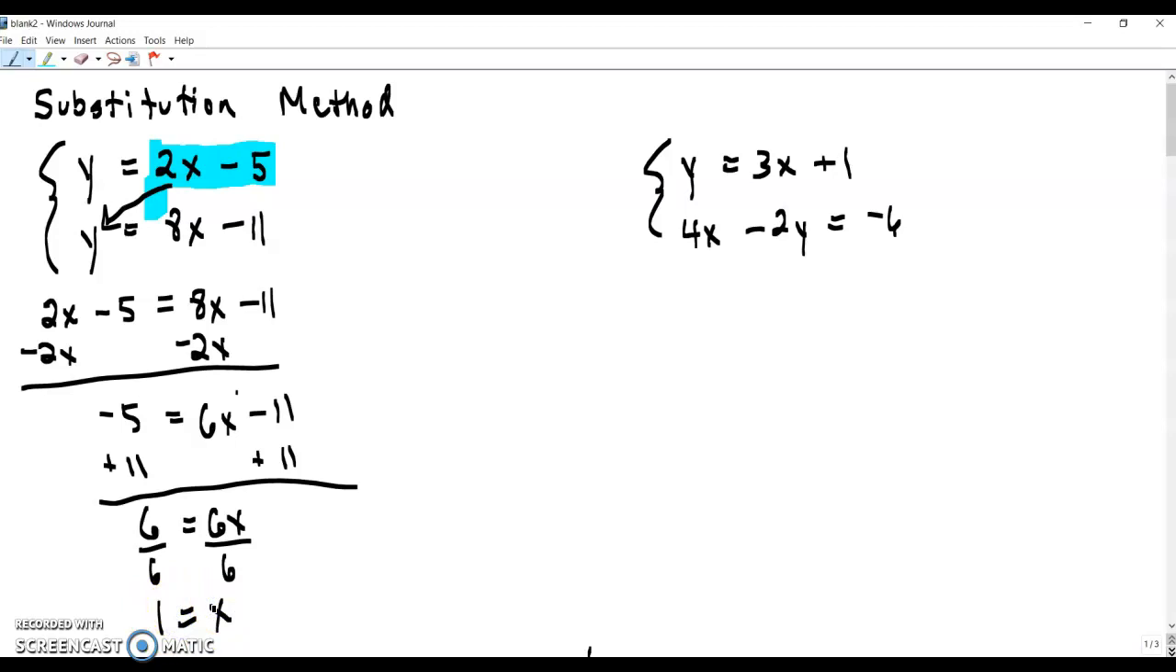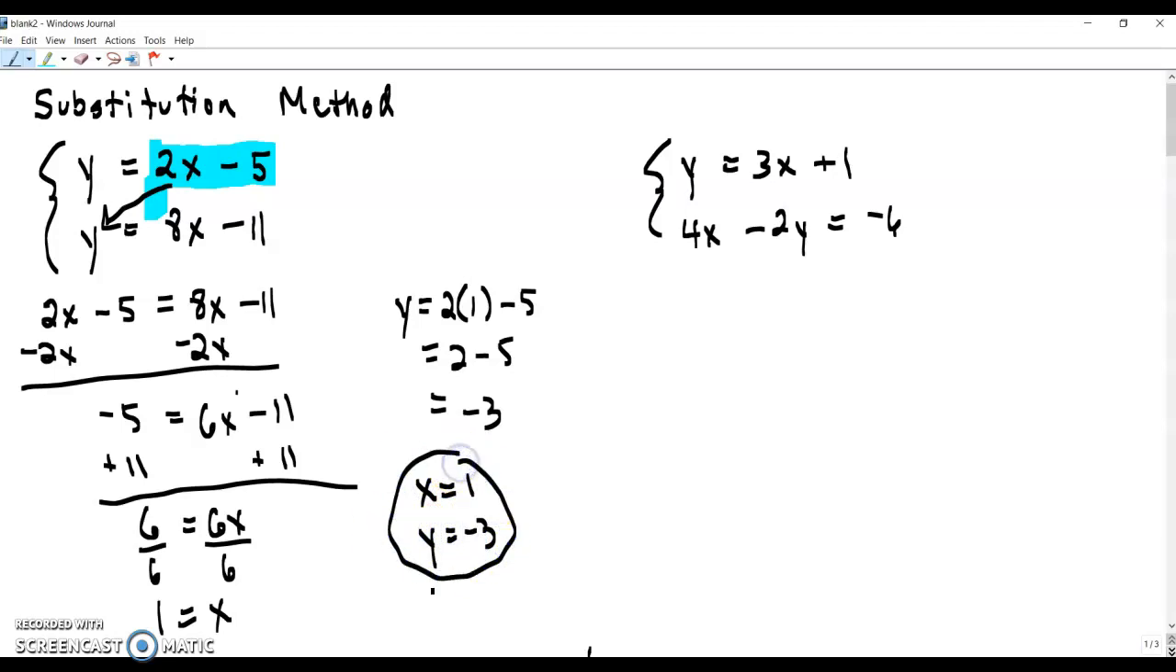So now I know that x equals 1. And you can go back and slow that down, pause it if you need to. I'm going to plug 1 in for either of my original two equations. I'll just choose the first one. So y equals, instead of 2x, it's 2 times 1 minus 5. y is negative 3. So my solution is x equals 1, y equals negative 3, or you could express it as an ordered pair, 1 comma negative 3. Either of those are acceptable.